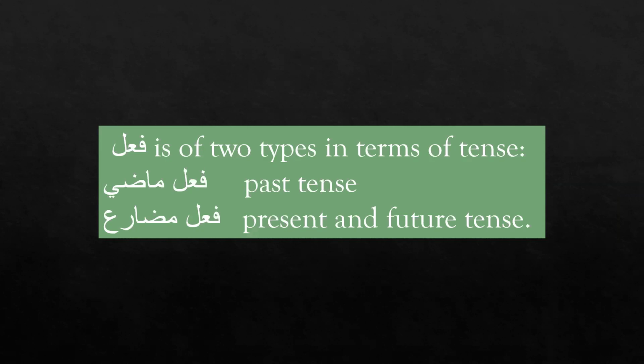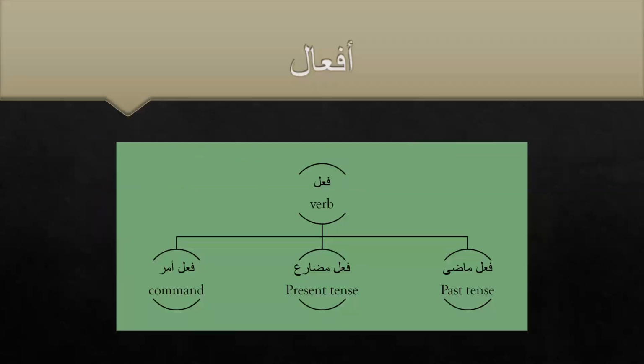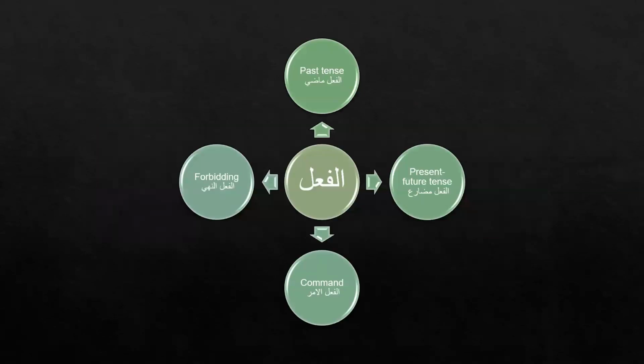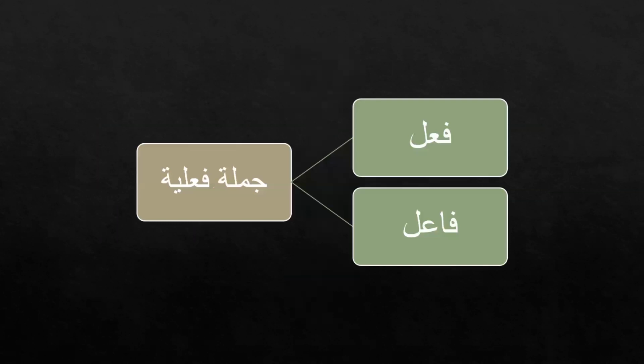Just the فعل مضارع will have the added seen or sofa. And the other two types are the forbidding and the command, فعل أمر and فعل نهي, that inshallah we are also going to learn how to make out of فعل مضارع.